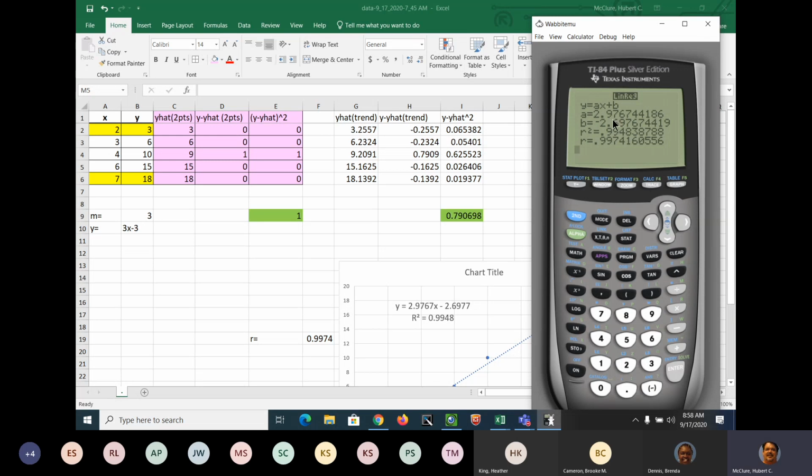So what you do is you go to Stat, you go to Edit, you go over to L3 and put the cursor on L3, and you hit Second Stat, which is List. And there are the residuals. You hit Residuals, and you hit Enter, and it puts the residuals right there.